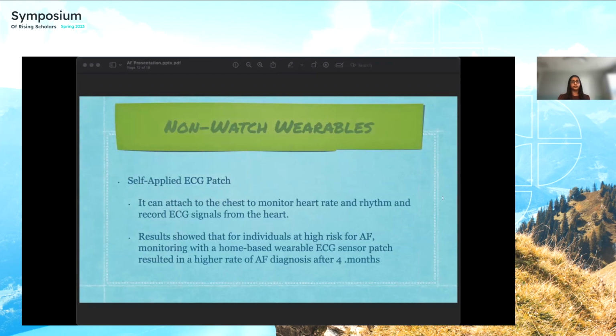Now I'll discuss wearable devices. I will talk about wearables that are not smartwatch devices first. Firstly, I evaluated the self-applied patch, which can attach to the chest to monitor heart rate and rhythm and record ECG signals from the heart. Patients wearing the patch can give doctors real-time information about their heart's activity, even from home. Results from a study conducted with this technology shows that for high-risk individuals, monitoring with the patch resulted in a higher rate of AF diagnosis after 4 months.